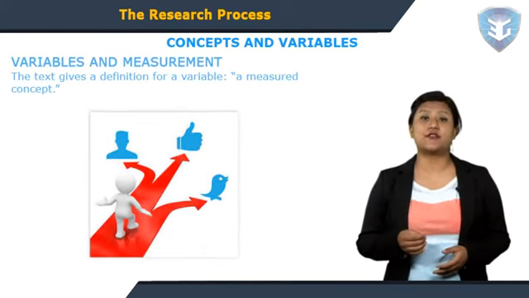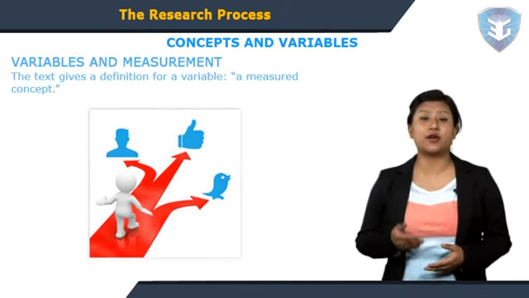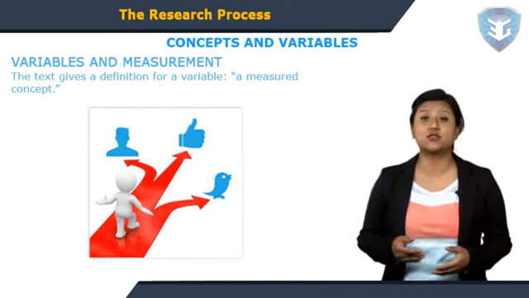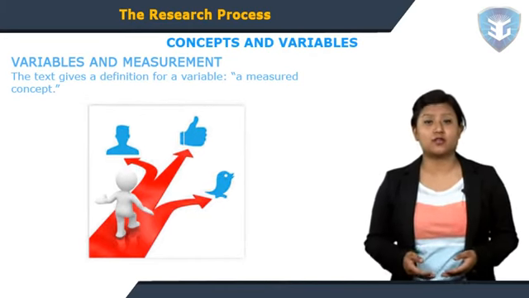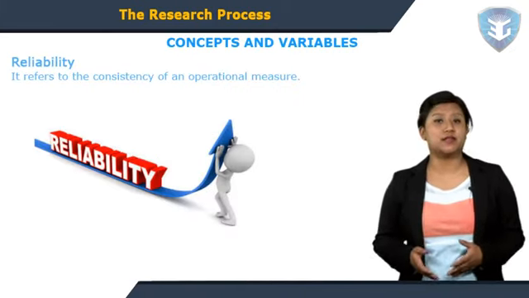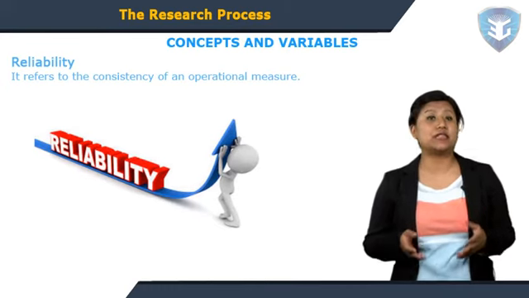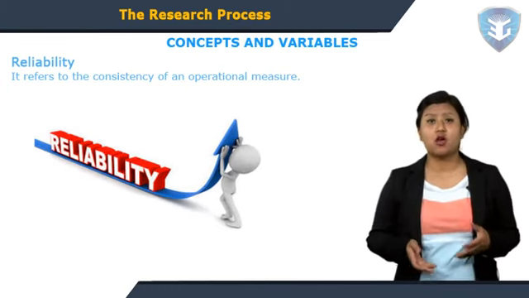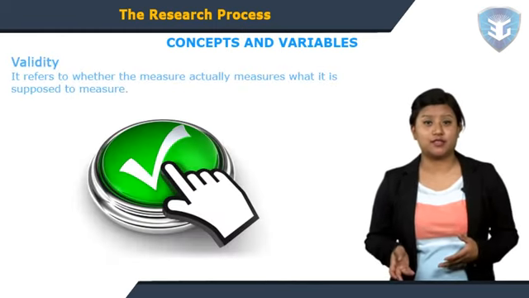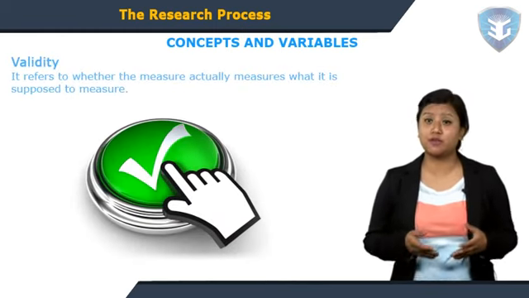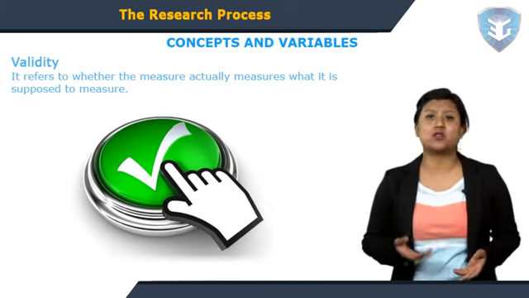The text gives a definition for a variable, a measured concept. That is not quite good enough because if we measure a concept, that is, if we turn it into something that can be observed and all the measurements come out the same, then it is a constant, not a variable. Reliability refers to the consistency of an operational measure. A reliable measure will yield the same results over and over again when applied to the same thing. An elastic yardstick is unreliable. Validity refers to whether the measure actually measures what it is supposed to measure. If a measure is unreliable, it is also invalid.